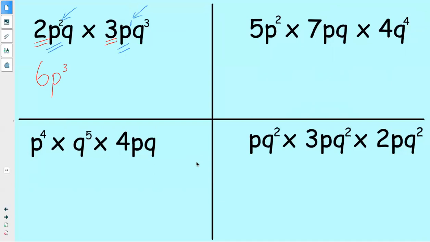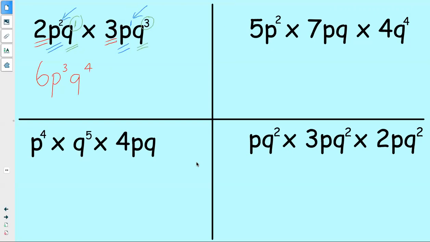And then I'm going to look at the q's. So we'll give it a q here, multiplied by a q cubed. Again, this has got a power of 3. This one doesn't look like it's got a power, but it's got a power of 1. Add them together and you get q to the power of 4.